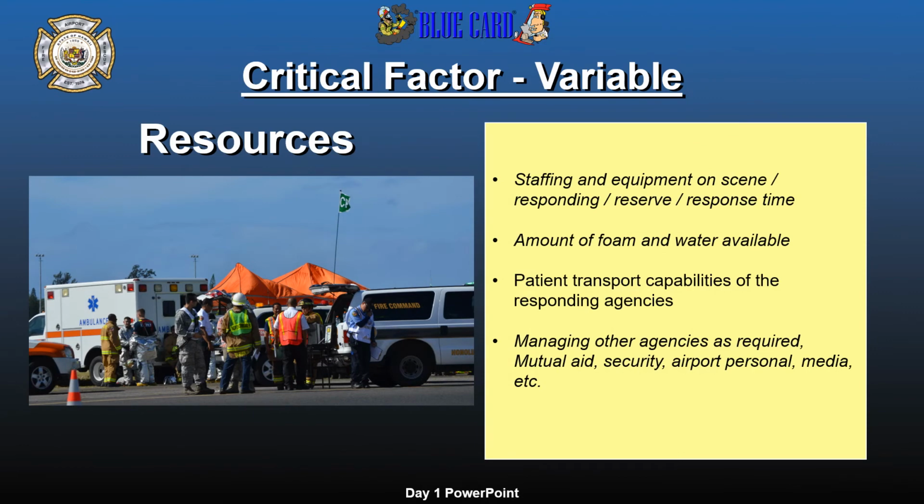Resources. This is a variable critical factor. This deals with how much staffing and equipment that you have available. What you might have is a defensive fire that might turn offensive when more resources arrive, or what may be offensive for one station might be a defensive fire for another station. So it really depends. We're looking at the amount of foam, patient transport capabilities, mutual aid and other agencies that are responding. Many times the resources can be pre-planned and should be part of your response protocol.